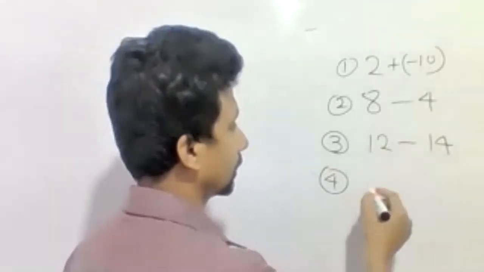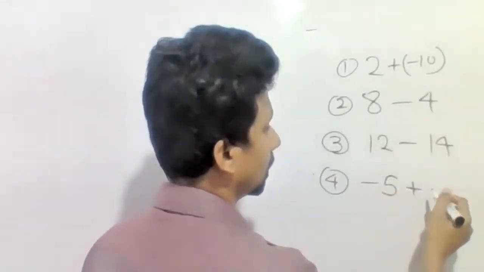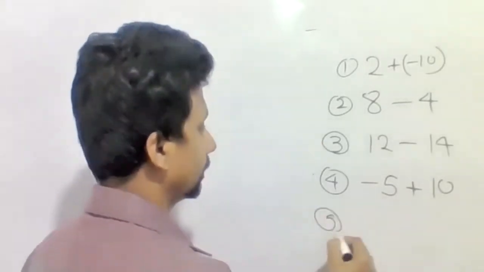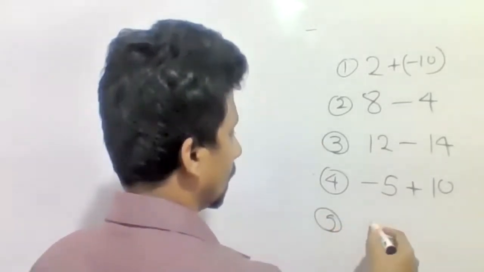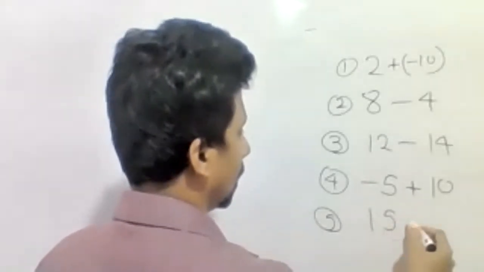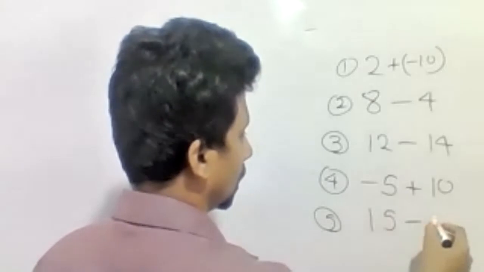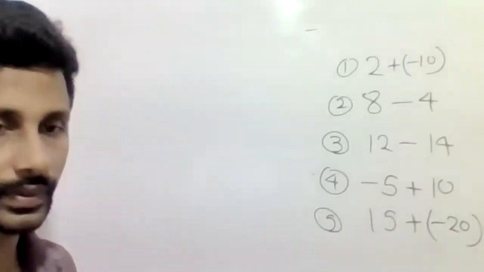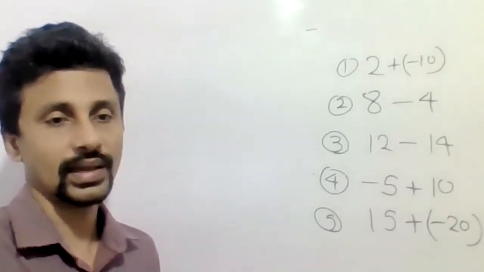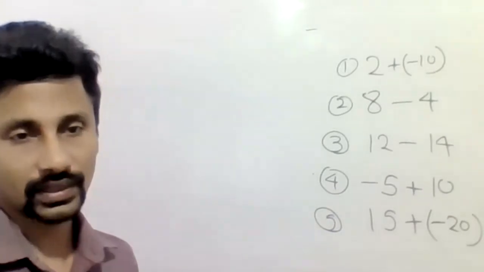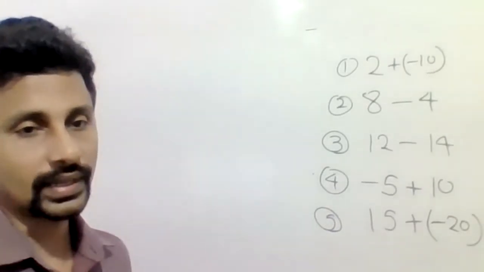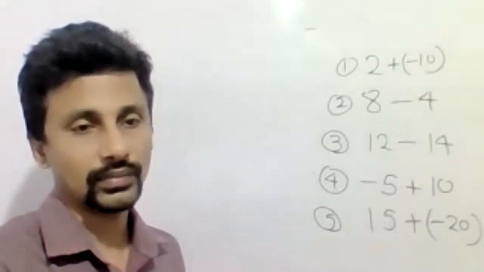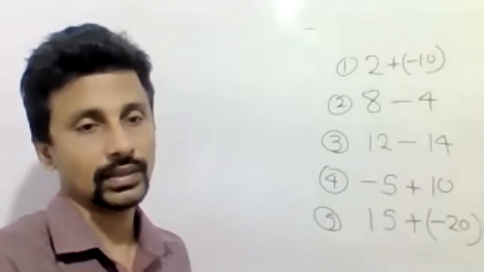Fourth one, minus 5 plus 10. Last one, 15 minus or plus minus 20. Different way, right? Okay, start them and send your answers through the chat. Then I will check whether your answers are correct. Take your time and do it correctly. Only the minus value you have to convert. Then only add. Remember that.